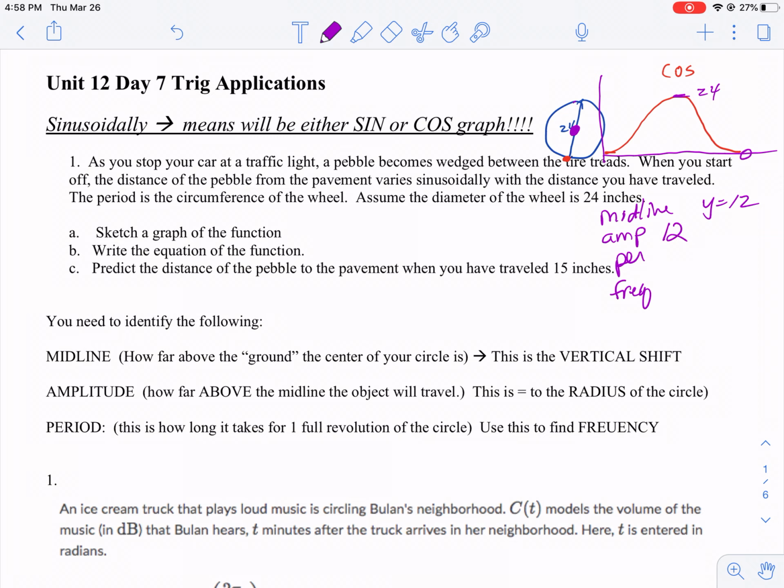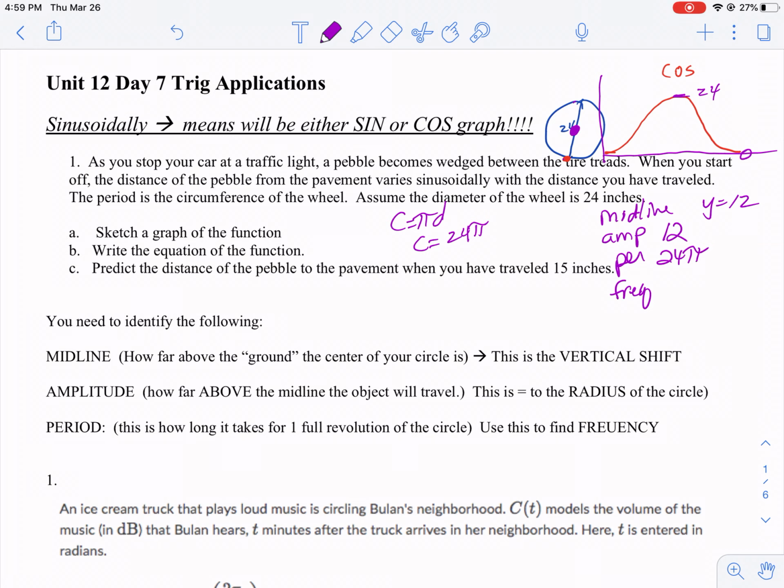The period they gave us was the circumference of the wheel, which should make sense because it's how long it takes to complete one cycle, which one cycle would be one trip around the tire. Circumference has the formula of pi times diameter, so the circumference is 24 pi. So the period of this graph is 24 pi.